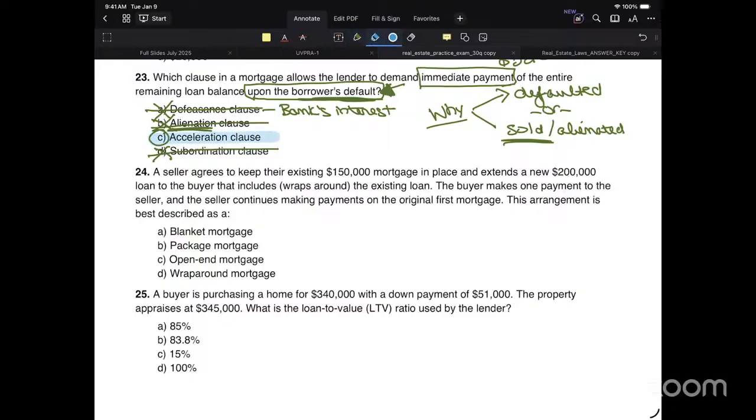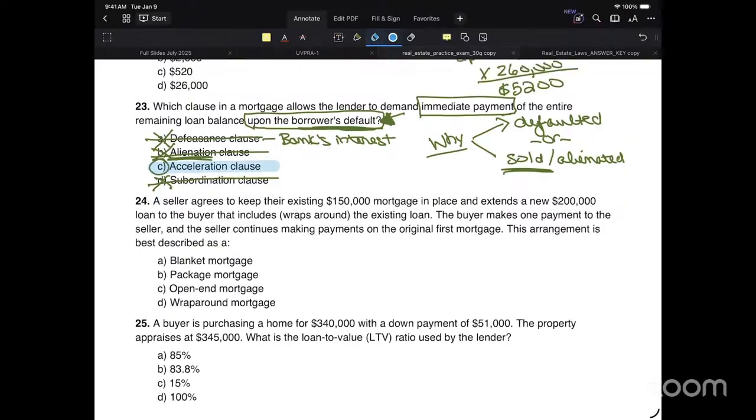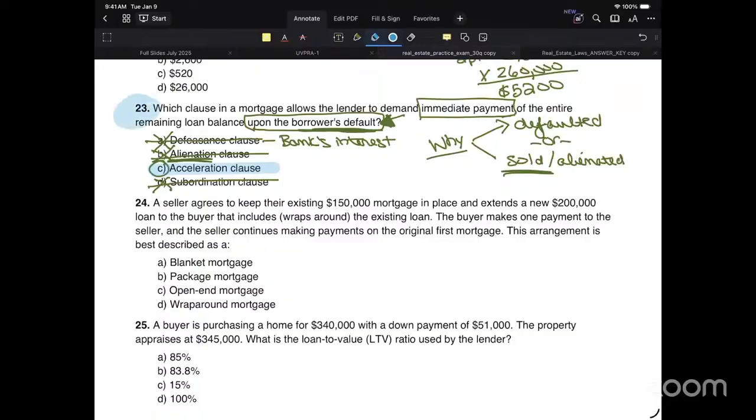All right, it is C, acceleration clause. Guys, this is a good question. This is a great question. We love this question. You need to make sure you understand these mortgage clauses. You're probably going to be tested on them.